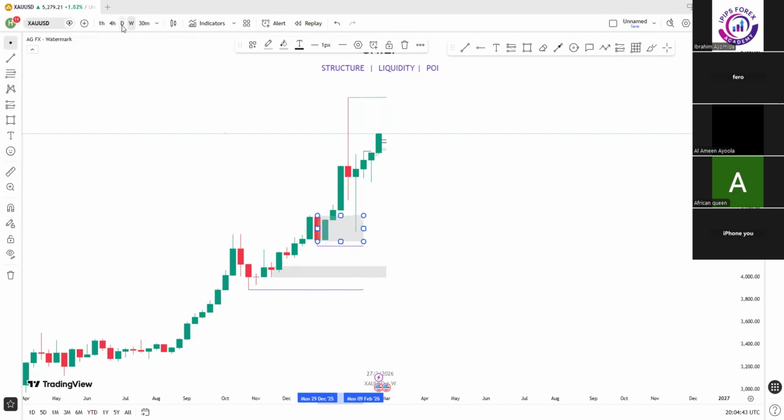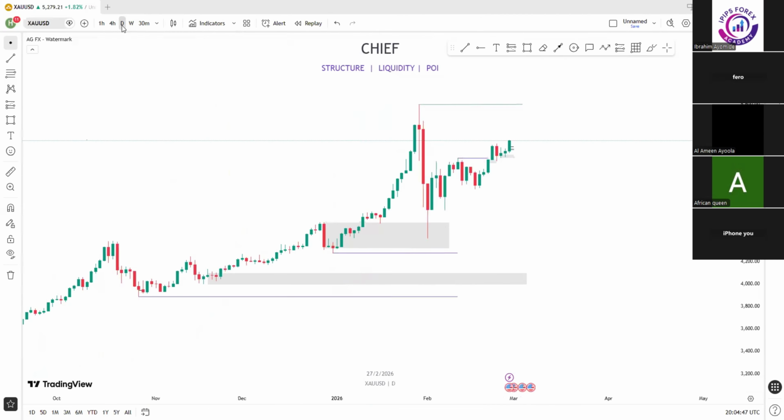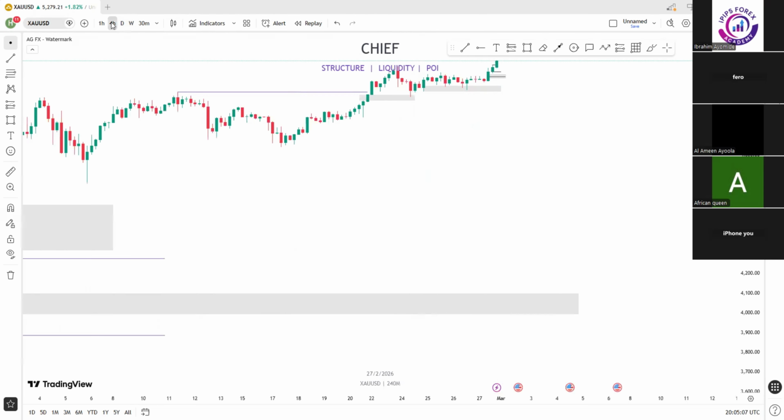So let's go down to daily. I got in on some trades here. Yes. So here now you can see the liquidity, price used this as liquidity. Then this was the first push. After this first push, it retraced and used, let's go down to, I think, 4 hours or 1 hour. I want to show us everything.